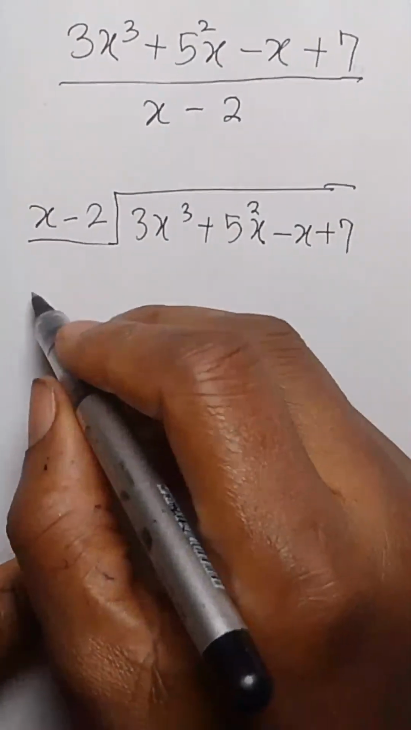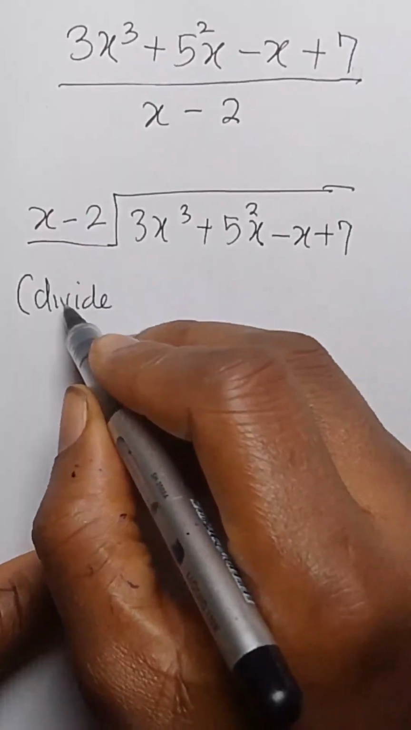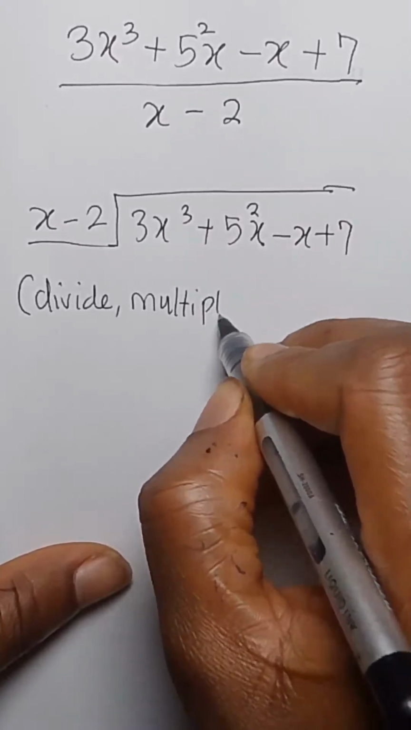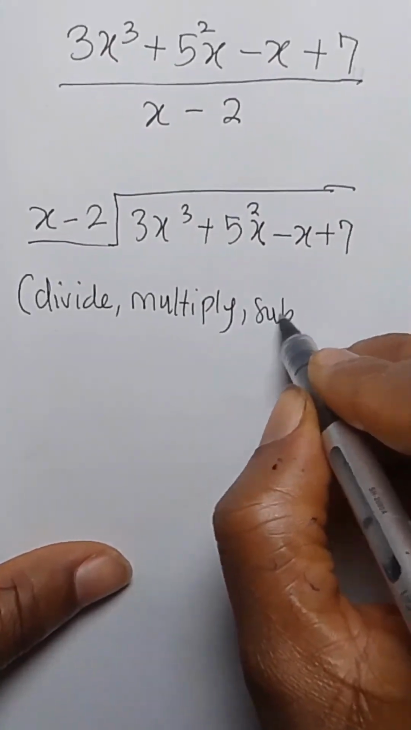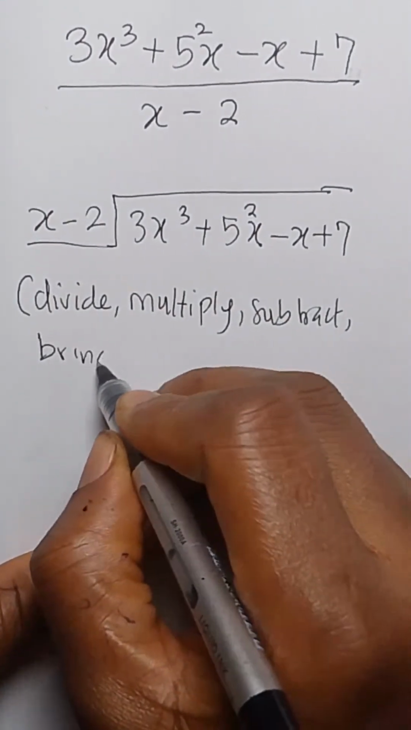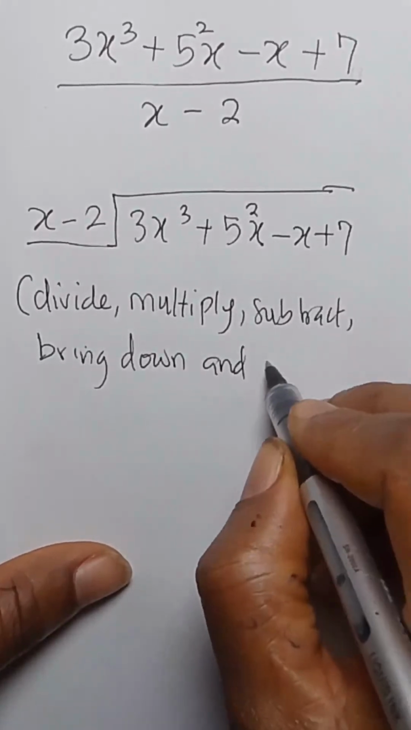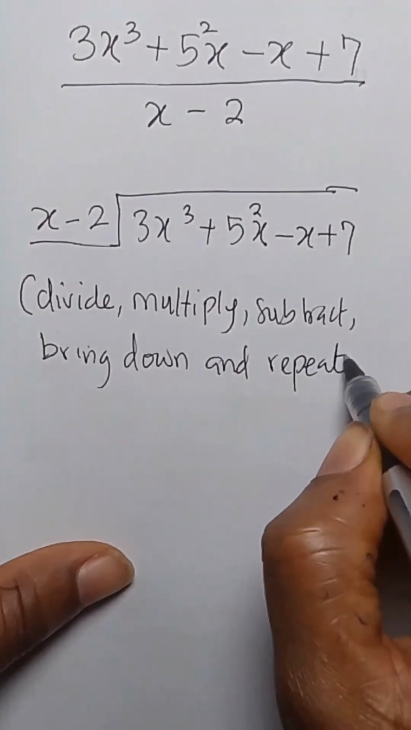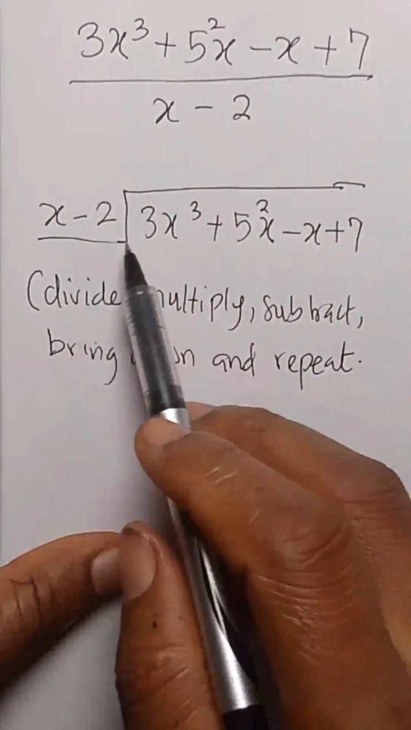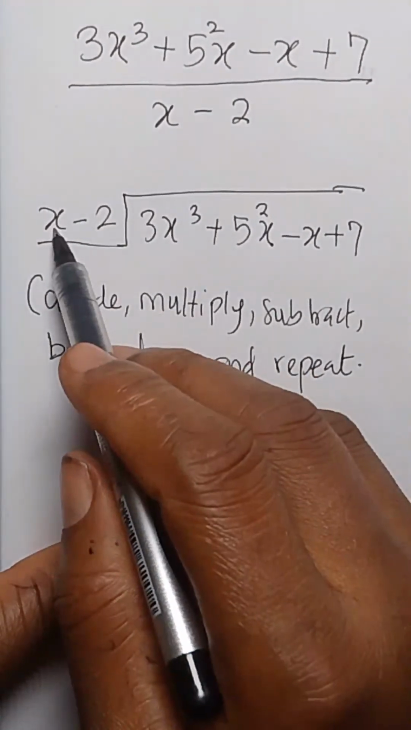So the steps, first we divide. After dividing, we multiply. After multiplying, we subtract. After subtracting, we bring down. When we bring down, the next thing is we repeat. We repeat until you get to the final solution. Okay. So we are dividing here. We divide the first term here with the first term here.